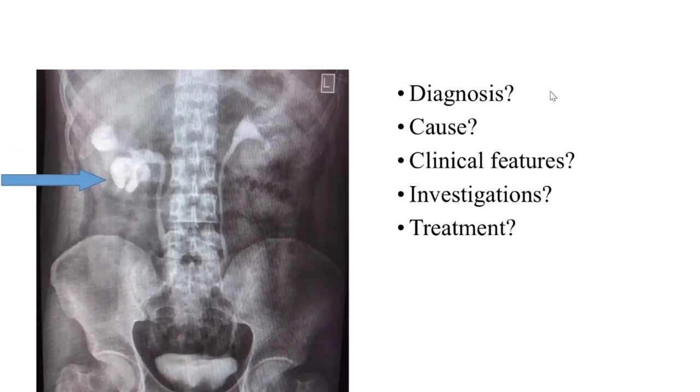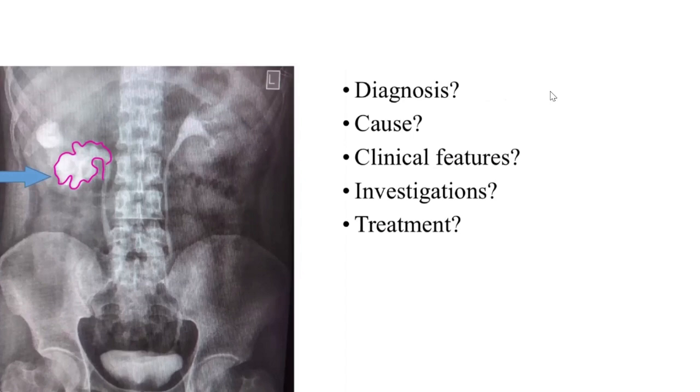So this is the next X-ray. So what is this? This is actually a large renal stone occupying the right renal pelvis. So it is a staghorn calculus. It is associated with infection, mostly Proteus infection.